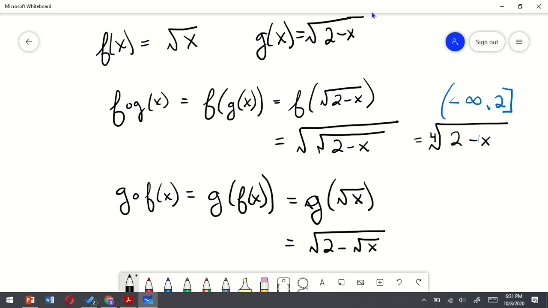Now, what is going to be the domain here? Well, when I choose a number for x, it's got to be at least 0 or bigger. Otherwise, this first little square root is going to get all messed up. We won't be able to do it. So we already know that x has to be bigger than or equal to 0.